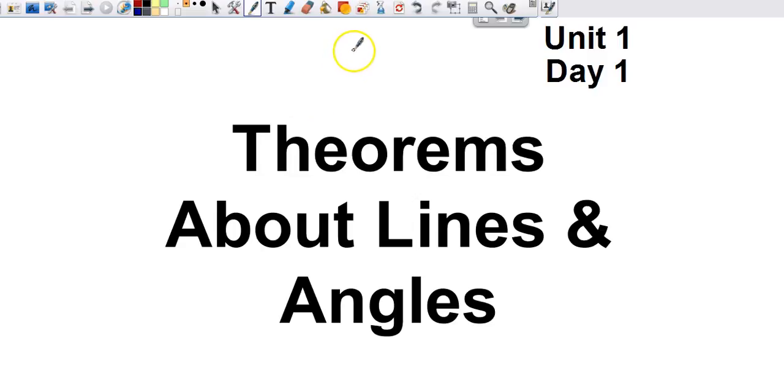This is the very first lesson of Unit 1, Day 1. We're going to do a review about lines and angles, more specifically, what happens when the lines are parallel and what becomes of the angles when that happens. So we're going to delve right into that.